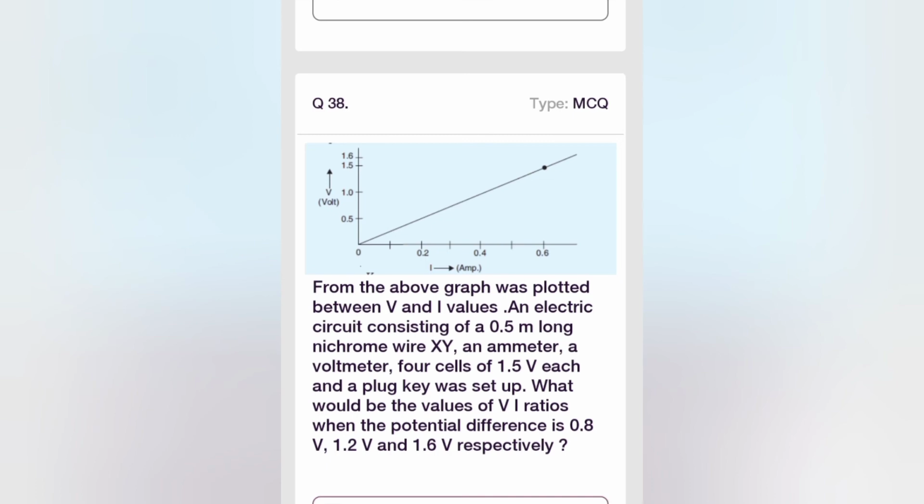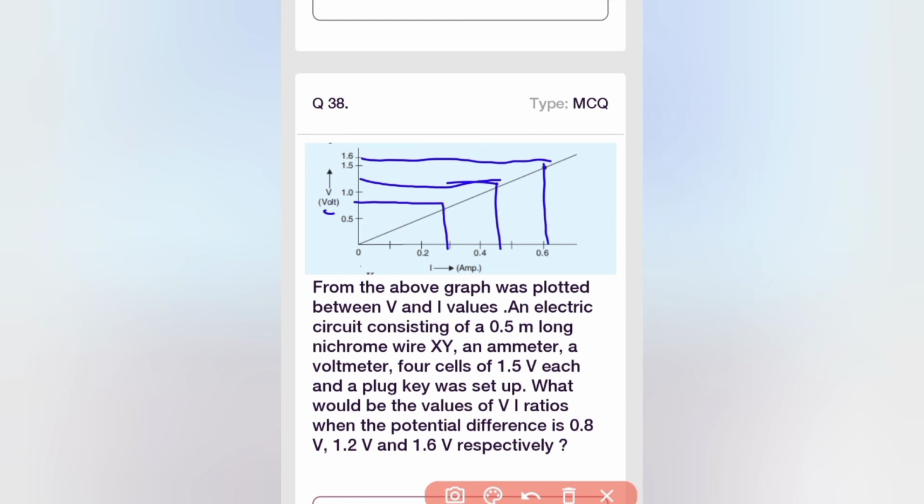What would be the values of V by I ratios, that is voltage by current ratio, when the potential difference is 0.8 volt, 1.2 and 1.6 volt? See here, this is potential difference, this is V, no? So when it is 0.8, here is the 0.8 volt. What will be the current for 0.8 volt? Similarly, you have to find for 1.2, and similarly for 1.6, you just see the graph and find.